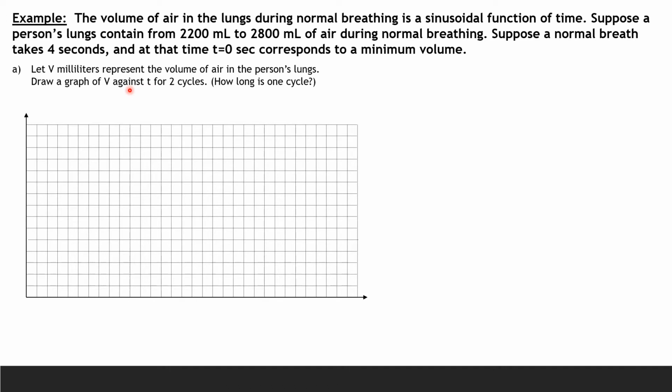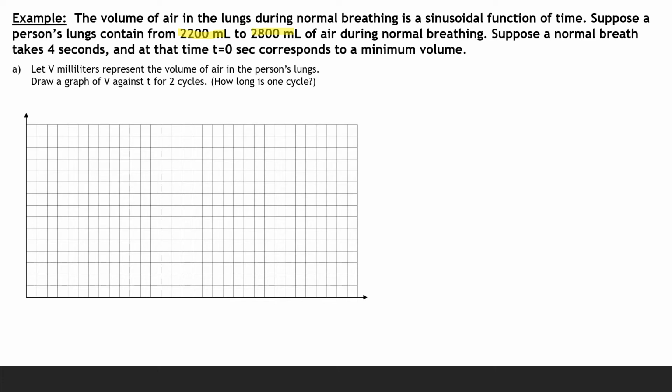So word problems, all that stuff I just read to you, you probably found it a little bit confusing. One of the best strategies for word problems is to read one sentence at a time. So let's just start with the first sentence again. The volume of air in the lungs during normal breathing is a sinusoidal function of time. Okay, that's interesting, but doesn't really have anything to do with our question. The next thing, suppose a person's lungs contain from 2,200 milliliters to 2,800 milliliters of air during normal breathing. So there we have some numbers. What are those numbers? Well, those numbers you're given are a max and a min.